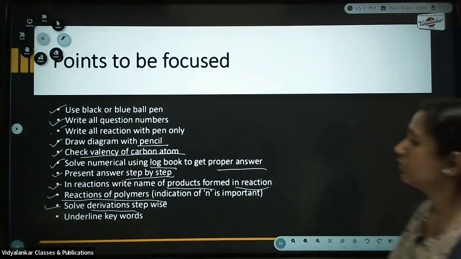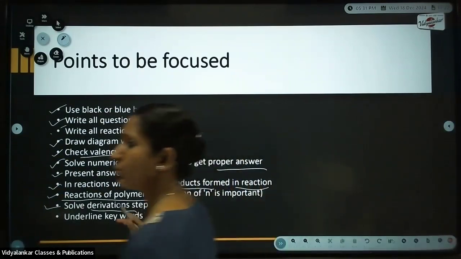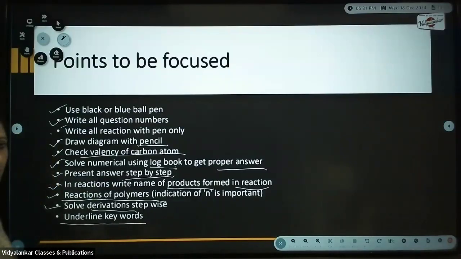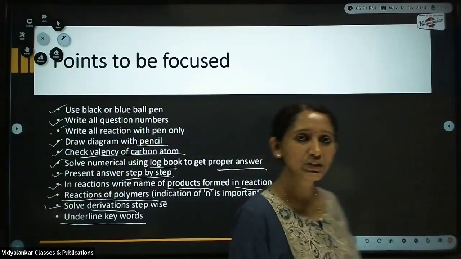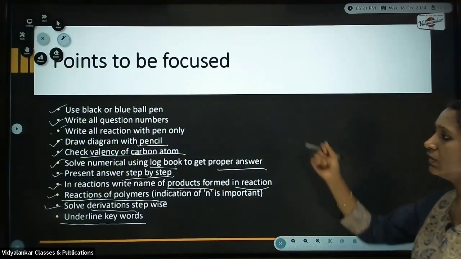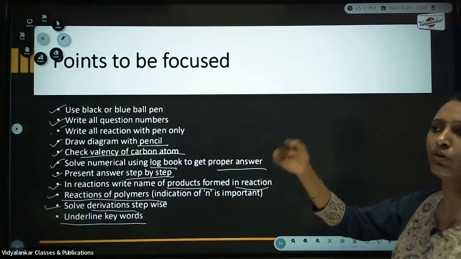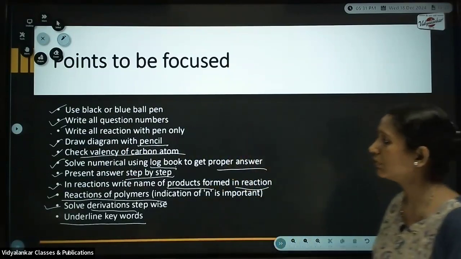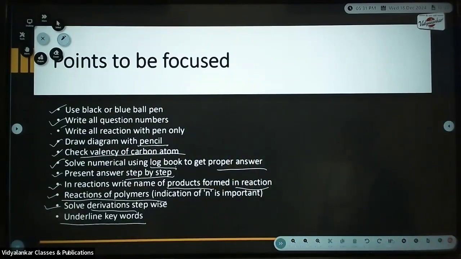Once you finish your paper, please underline the keywords. Do this underlining with the black pen or blue pen or with the pencil, but please underline the keywords. Clear, everyone?